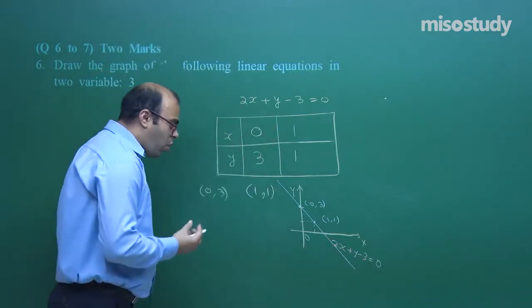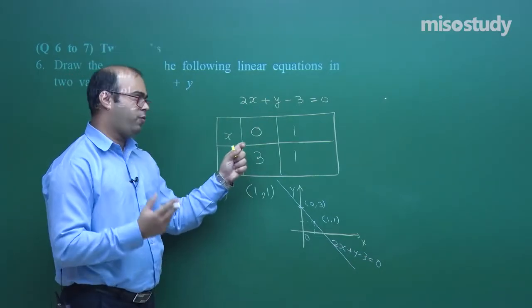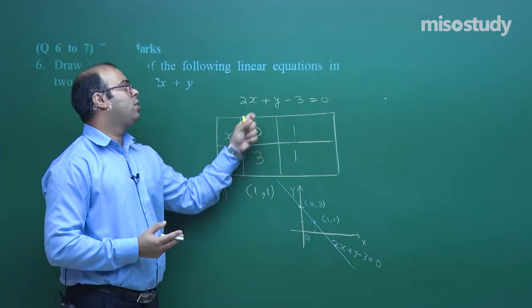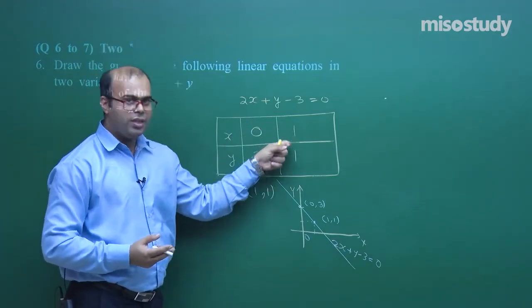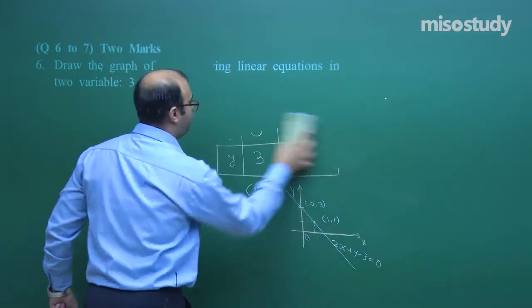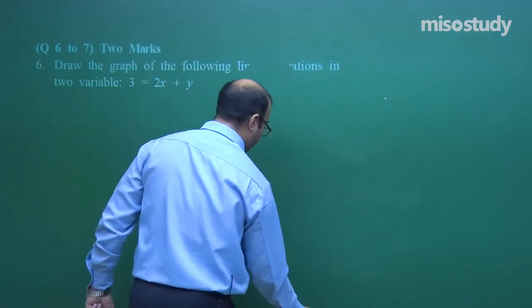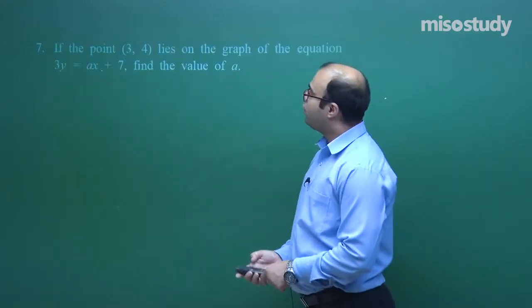So, in order to draw a line, we have to find 2 solutions, that is enough. So, we take a value of x, for that we get a value of y. Similarly, we take another value of x, we get another value of y. So, we get 2 points and we join those 2 points, we get the line. Let us move on to the next question, students. Next question is also of 2 marks.